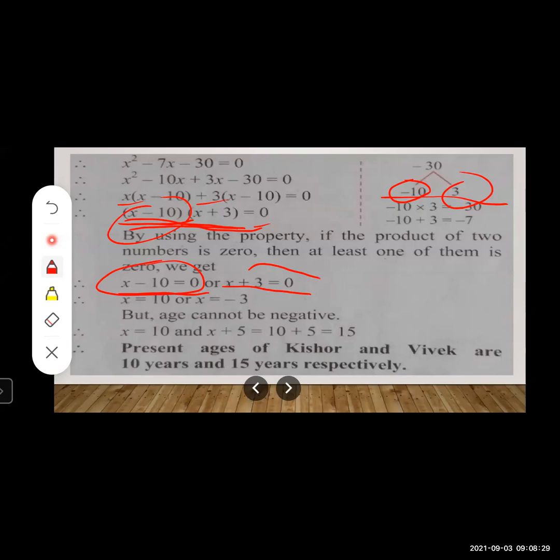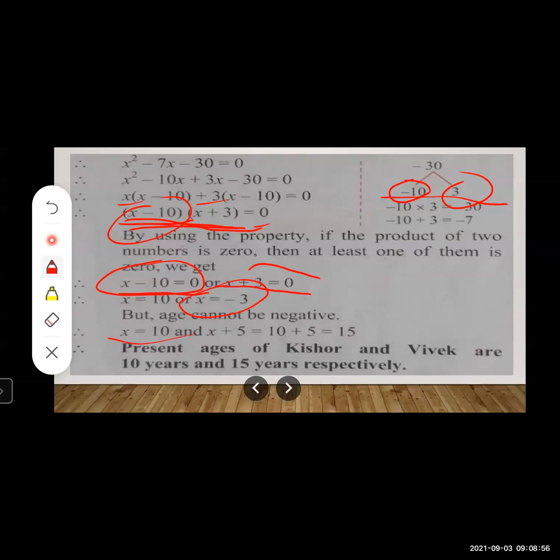But what are we supposed to find out? H. H cannot be negative. So it is an unacceptable value. This negative value is unacceptable, right? So which value are we going to take? We are going to take x is equal to 10, because we are finding out h, and h cannot be negative, right? So we are taking h as x is equal to 10.